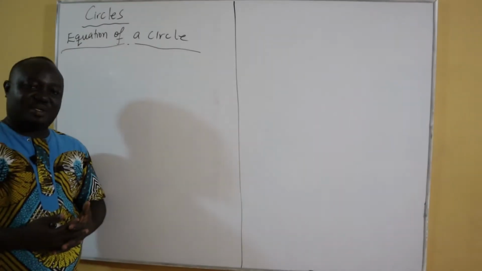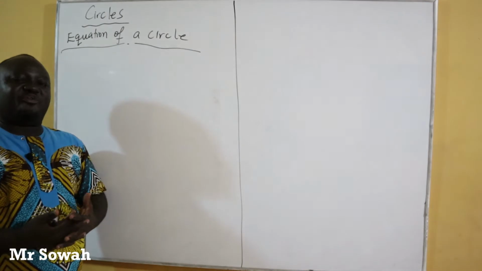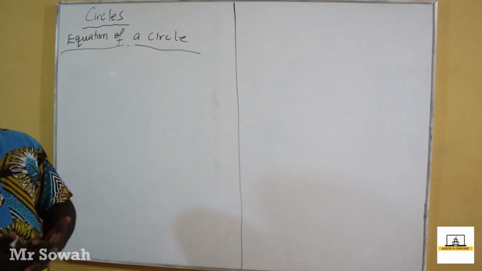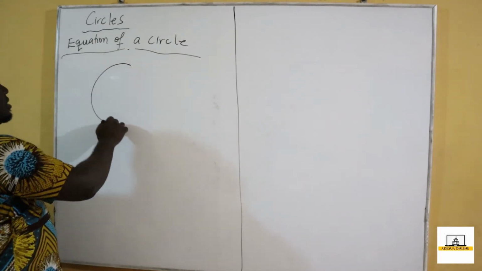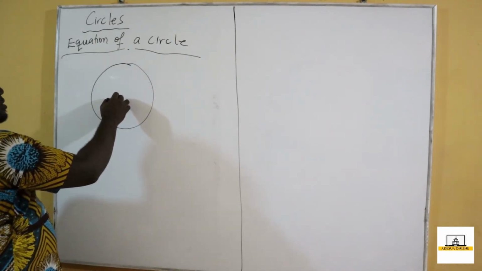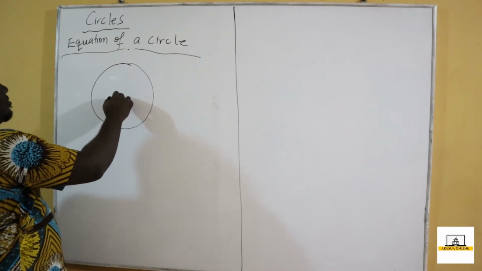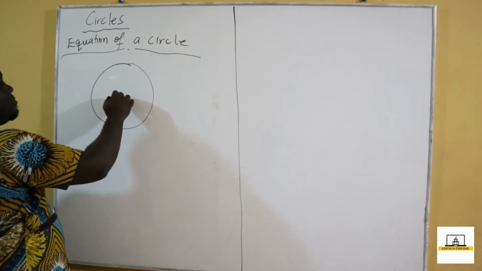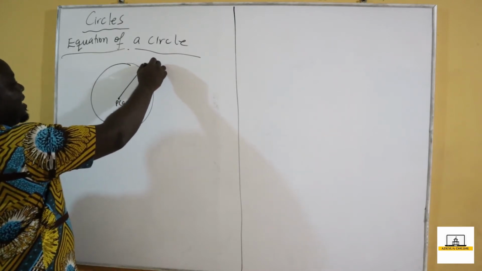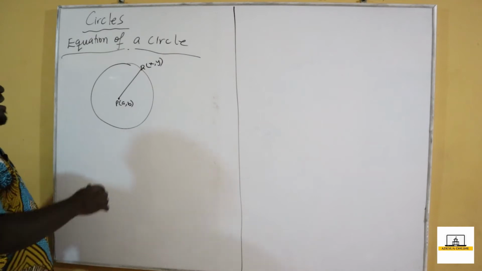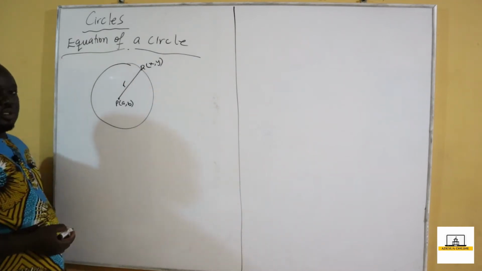In our next topic, we are going to talk about circles and find the equation of a circle. Assuming I have a circle with center P equal to (a, b), and from the center P to the circumference Q, there's another point here (x, y). Now, the length of PQ is what we call the radius.